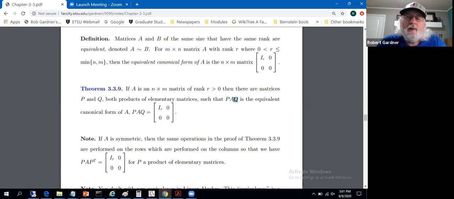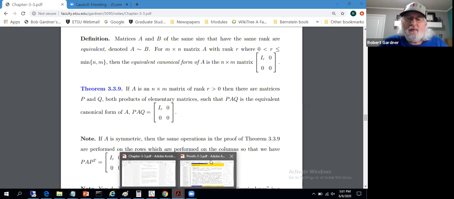How about the other side? Product of elementary matrices, you're doing column operations there. So what you're doing to A is some row operations reflected by this matrix P, some column operations reflected by this matrix Q, and you've done those things in such a way to take matrix A and change it into this canonical form, the equivalent canonical form of matrix A, as we called it. So that's the claim. That's what it means. We've used both row and column operations. That's how the proof will go.